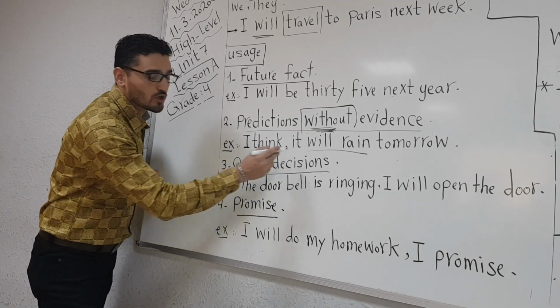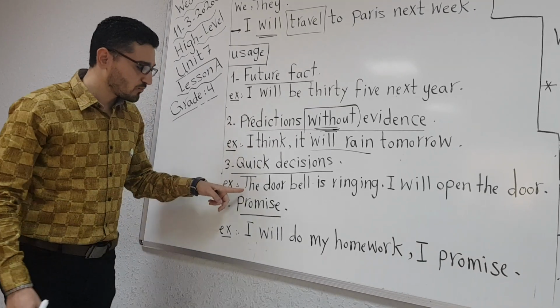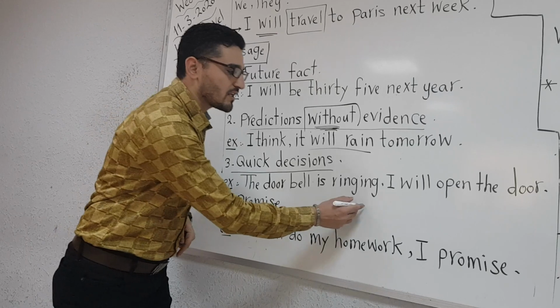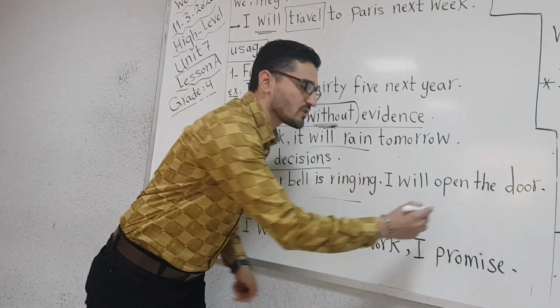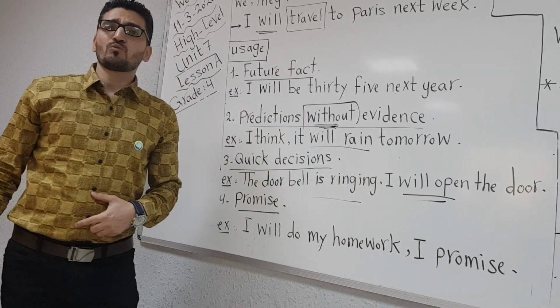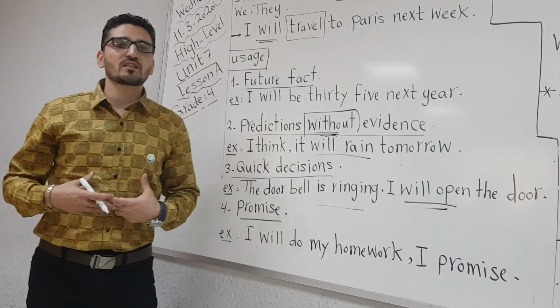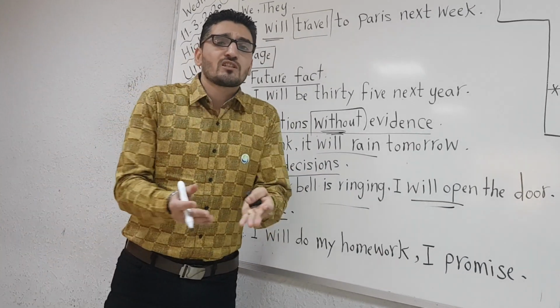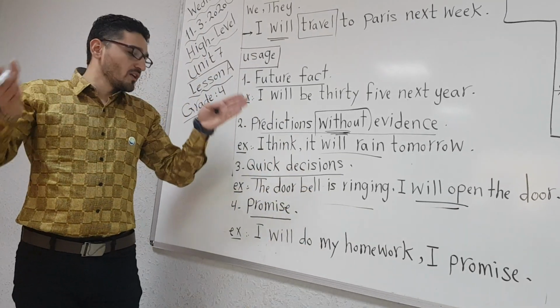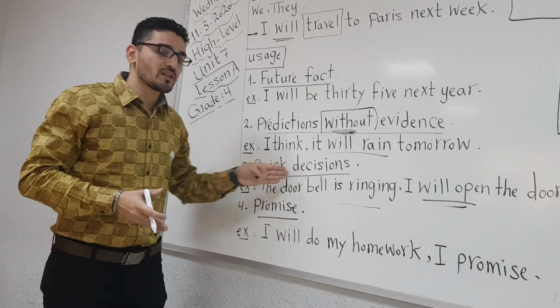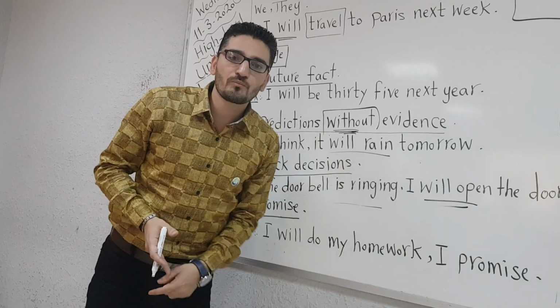Number three, for quick decisions. Like when I say the doorbell is ringing, I will open the door. Like for example, when I say I'm hungry, I will eat. I'm thirsty, I will drink. So I don't have time to think. So it's just a quick decision that I will open the door.